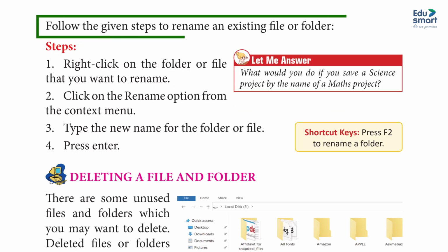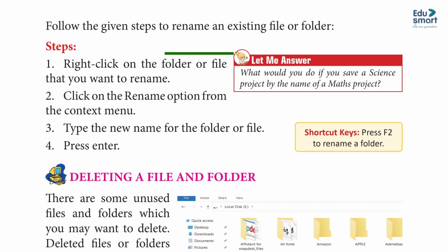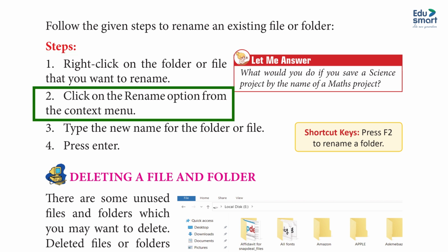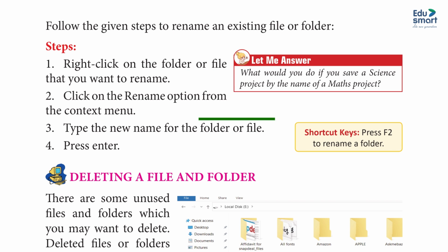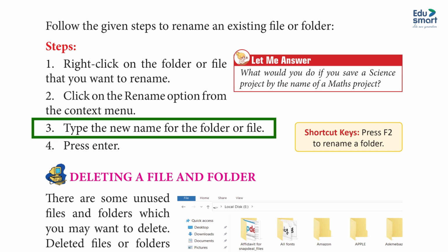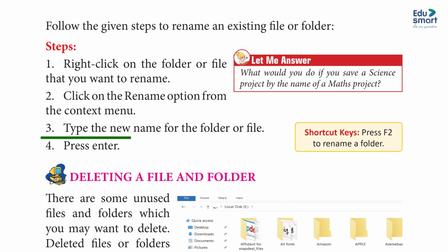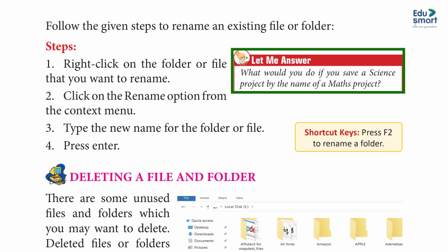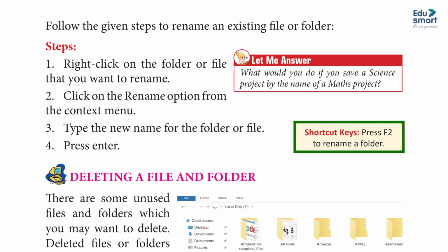Follow the given steps to rename an existing file or folder. Steps. 1. Right-click on the folder or file that you want to rename. 2. Click on the rename option from the context menu. 3. Type the new name for the folder or file. 4. Press enter. Let me answer. What would you do if you save a science project by the name of maths project? Shortcut key. Press F2 to rename a folder.